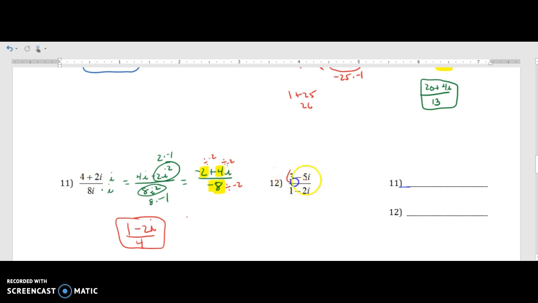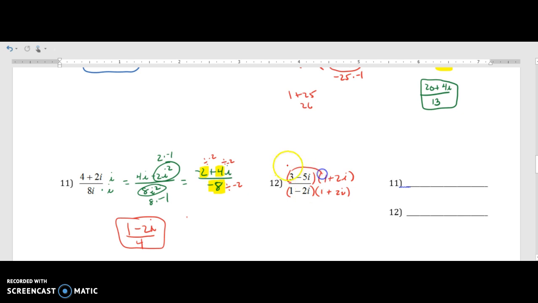Okay, the last one here, what we're going to do is we're going to multiply by the conjugate of the denominator. Remember, the first and last terms stay the same. We change subtraction to addition. So we're going to multiply the numerator and denominator by the conjugate of the denominator. Now we're going to FOIL the numerator out.